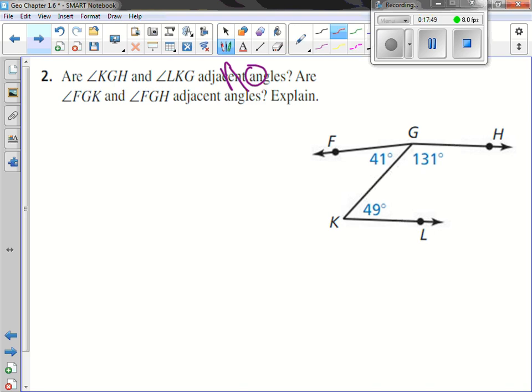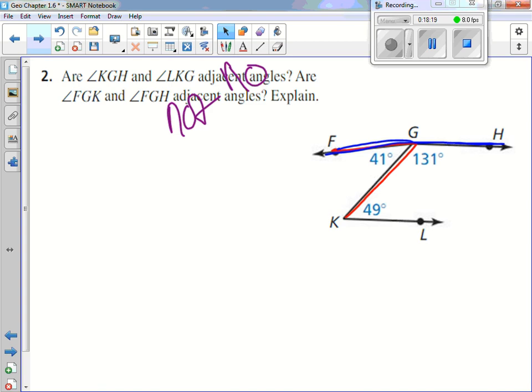The next one was our FGK and FGH. Are they adjacent angles? Do they have a common side? Yeah, they do. Do they have a common vertex? So are they adjacent? Correct. These are not adjacent.